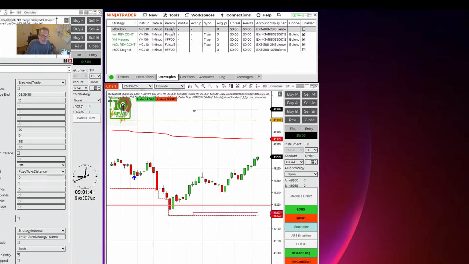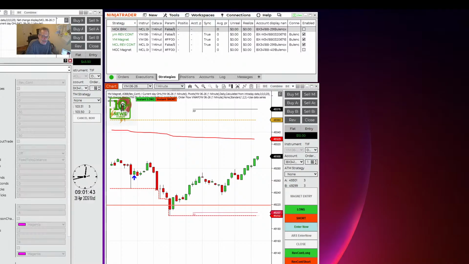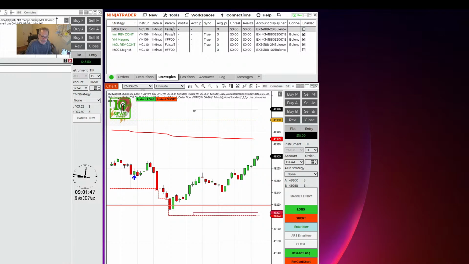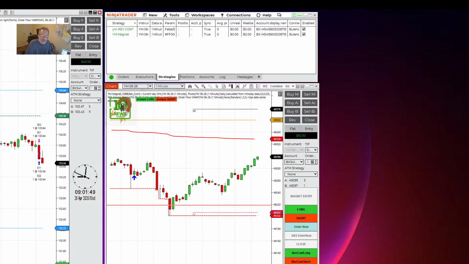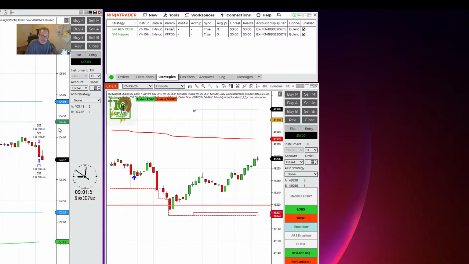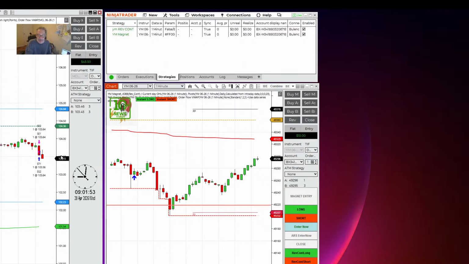So now I'm going to get rid of the breakout. I don't need it. Why don't I get rid of everything? We're going to start from scratch. So I got rid of all the setups on oil. I'm done trading oil now because we have other things to do.